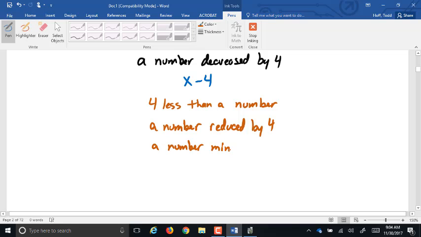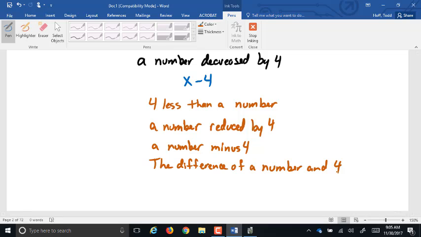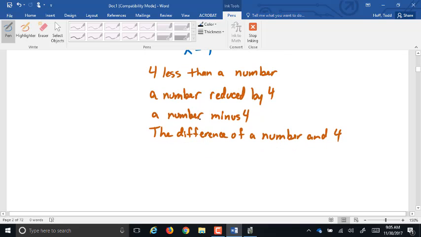A number minus 4. Throw out the fancy terms again. The difference. Now here the order does matter. Difference of a number and 4. That implies that it's X minus 4. If I said the difference of 4 and a number, it would imply 4 minus X. You've got to be very careful with that one. And of course, there are several other phrases that we could come up with if we sat here and thought long enough.